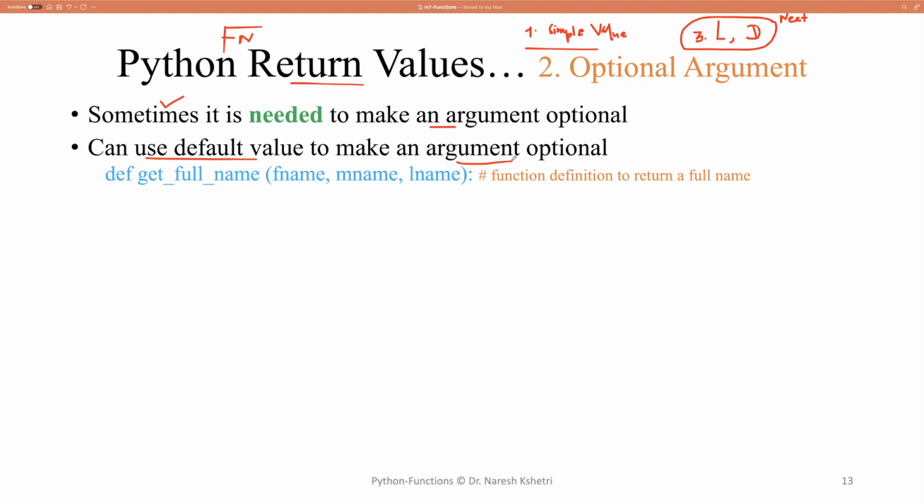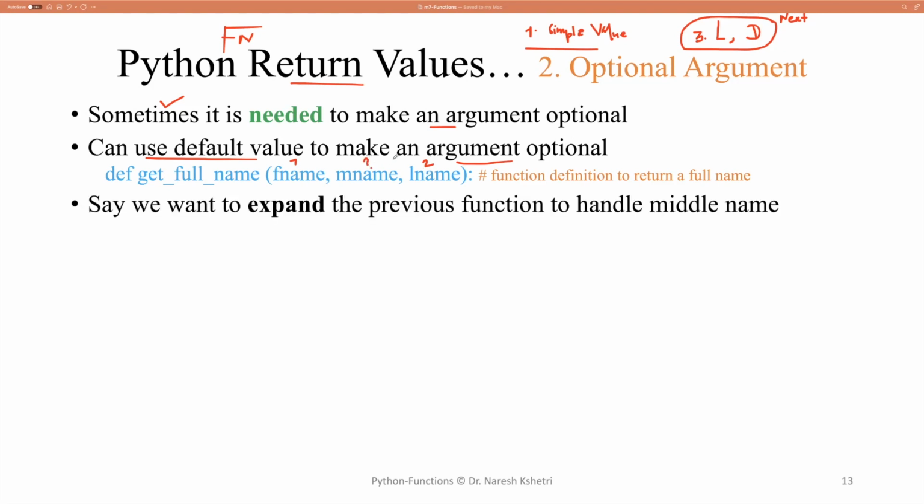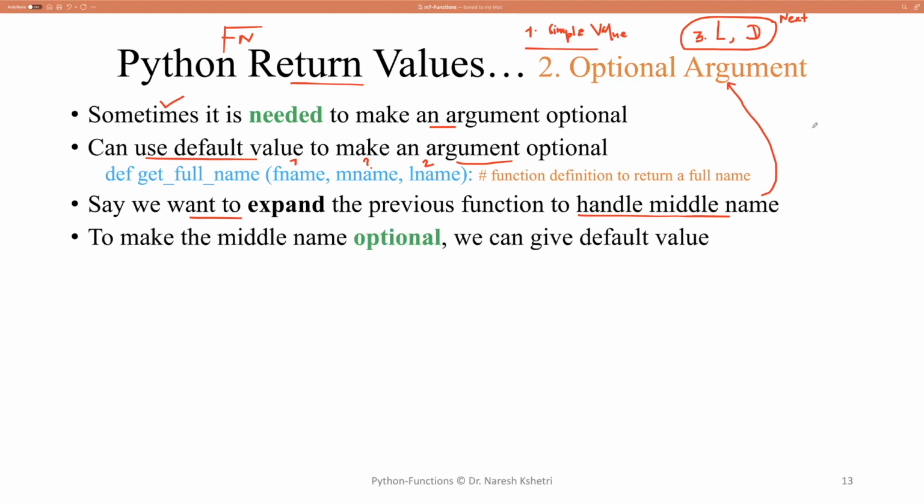Something like this: if we have a function definition to return a full name, we have a first name and a last name. Many people have a first name and last name, but many people don't have a middle name. So we have expanded the previous function to handle the middle name, in the sense that we want to make the middle name an optional argument. To make the middle name optional, we can give it a default value.